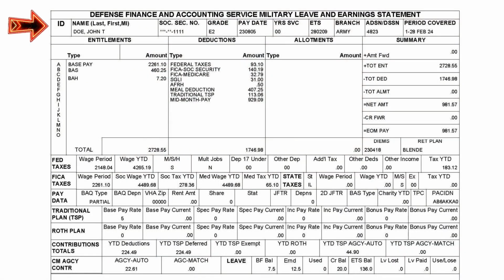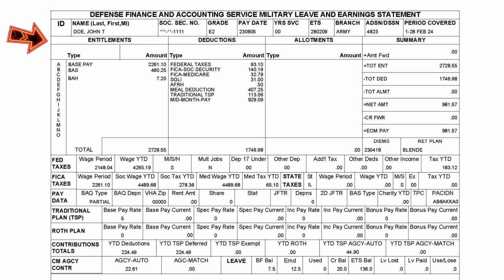So up at the very top of your LES is your identifying information. This is where you'll find your name, your social security number, your grade, pay date, years of service, ETS branch, and your ADSN number. The ADSN number for Fort Drum is 4823. Make sure it does change to 4823 so that Fort Drum becomes financially responsible for you.